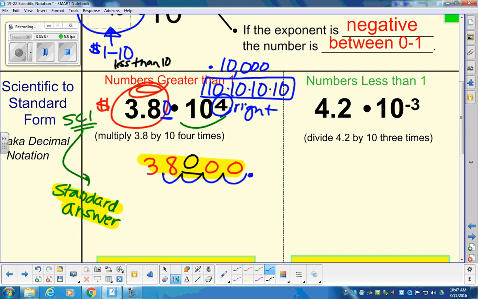So same thing over here. In this first example, this is called the coefficient. It's really a number between 1 and 10. That's what makes this scientific: the number between 1 and 10, and we're multiplying by a power of 10.